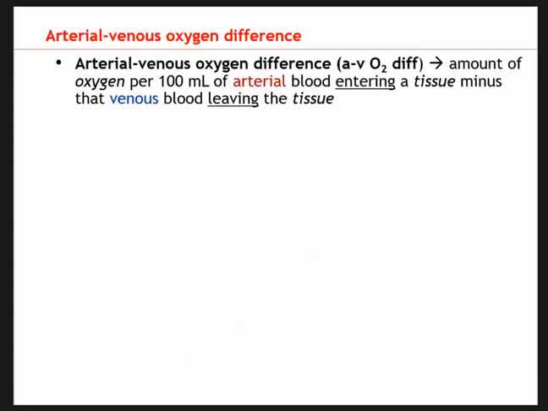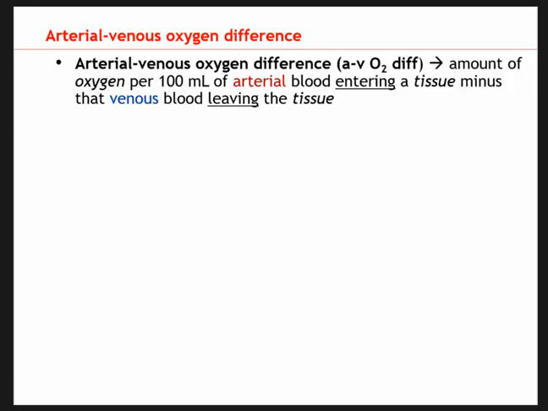All right, so let's talk about something now called AVO2 diff, or arterial venous oxygen difference. So we have our definition here, so I'll read it and then I'll explain. Amount of oxygen per 100 milliliters of arterial blood entering a tissue minus the venous blood leaving that tissue. So let's first define arterial blood. So arterial, moving away from the heart, entering into a muscle or tissue. So this is in peripheral circulation, and this blood is oxygenated. Venous blood is blood that is returning back to the heart, so it's leaving a tissue.